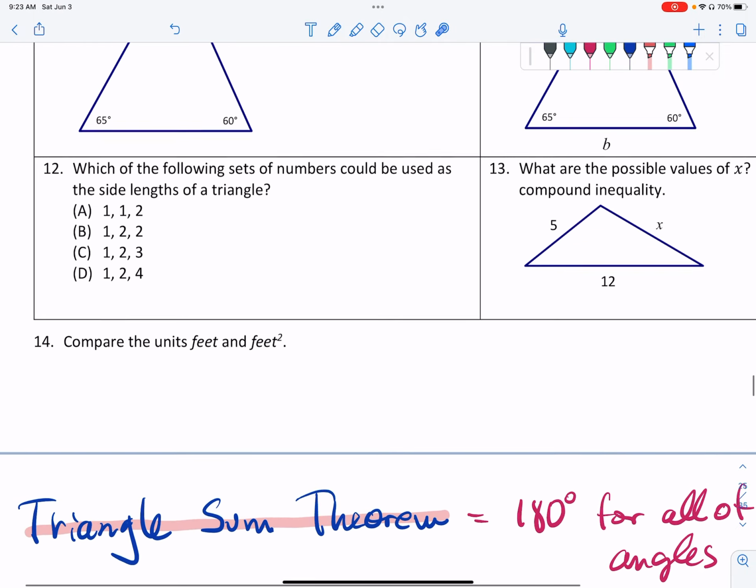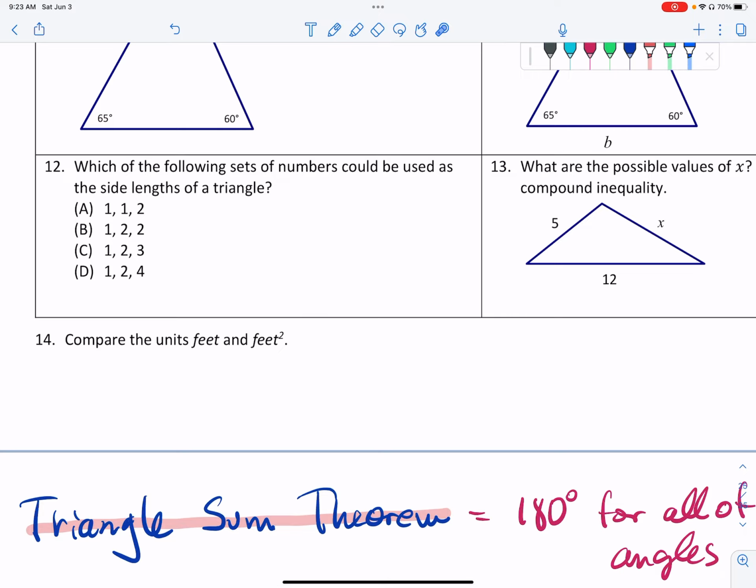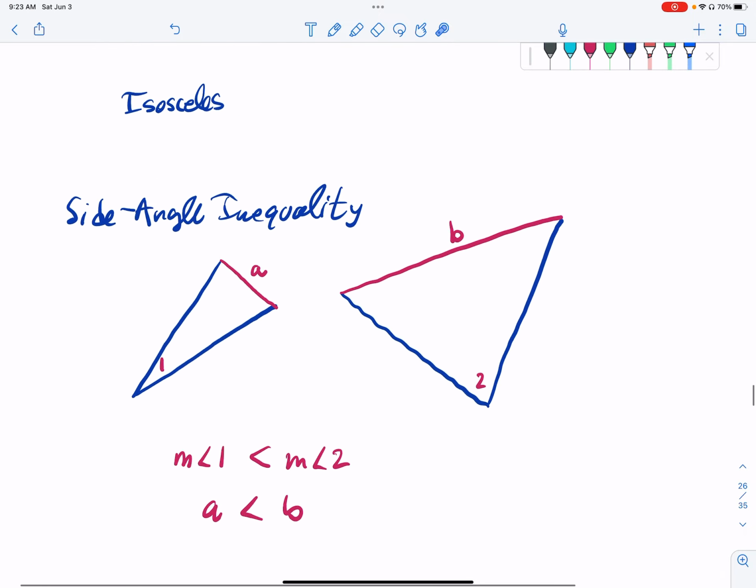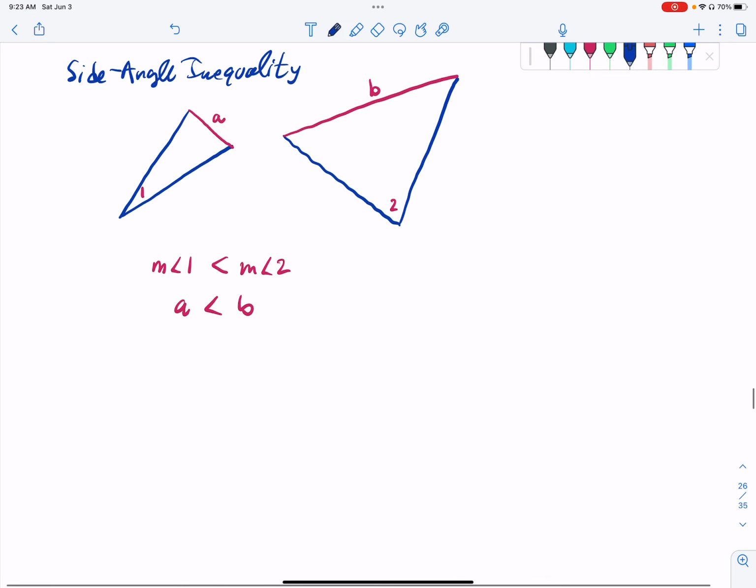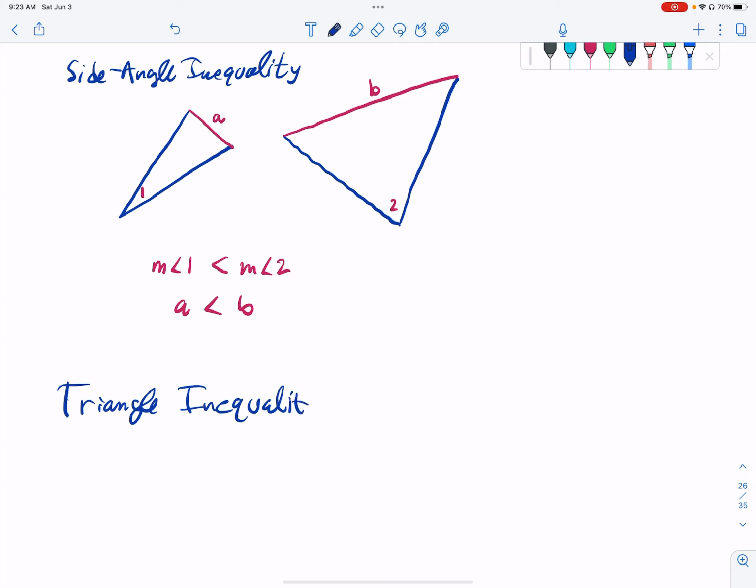All right, next up on number 12, this is referring to what is called the triangle inequality. Super important theorem in mathematics. Triangle inequality. And the triangle inequality says that, you know what? Not every single set of numbers makes a triangle.